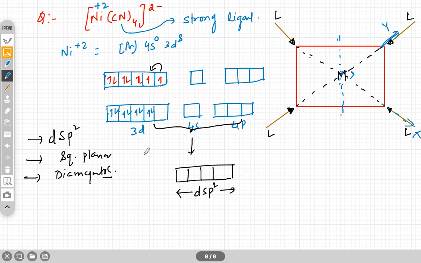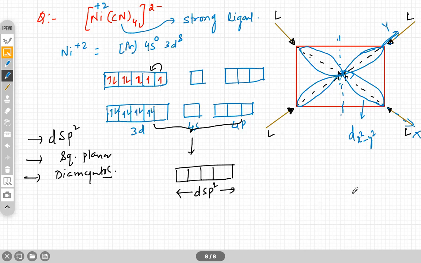So obviously we know the dx square minus y square orbitals are along this axis. They are the axial orbitals. Which orbital is this? dx square minus y square, is it? All these things I have discussed in chemical bonding already, right? So this orbital is dx square minus y square. That's why in this square planar complex, the orbital that is involved is dx square minus y square, because the ligand is approaching head on to this orbital. Did you get this?